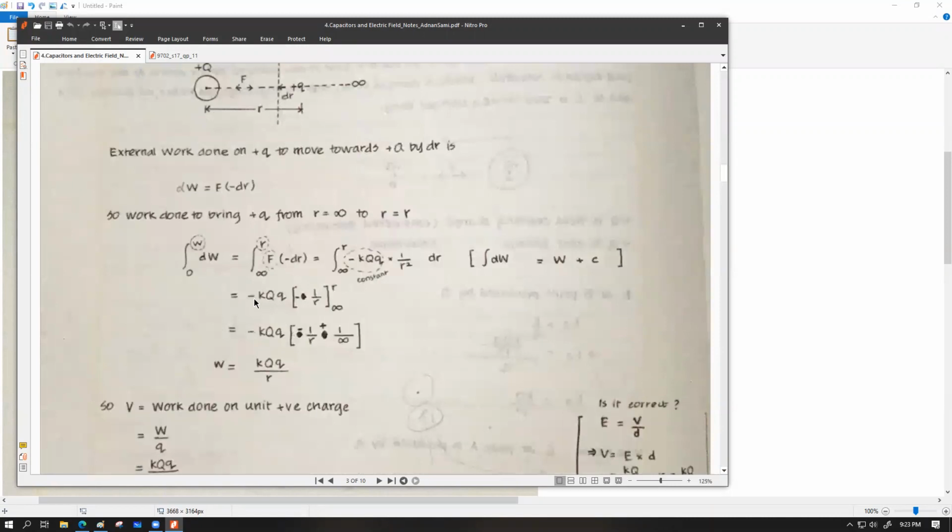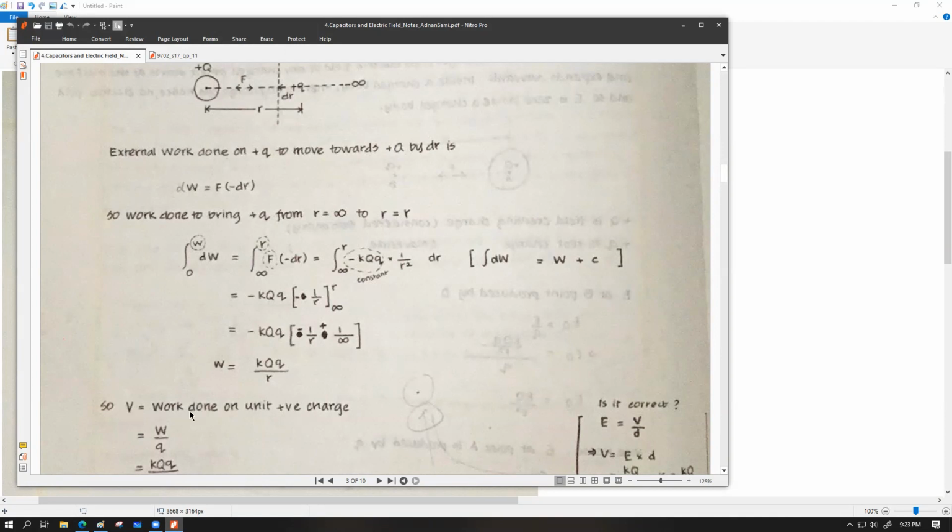What you can see, there was a default minus sign over here. Integration ultimately gives us another minus sign over here. If we multiply them, we get W equals KQq by R, which means this is the amount of work that needs to be done to move this test charge from infinite distance to a distance R from the field creating charge.